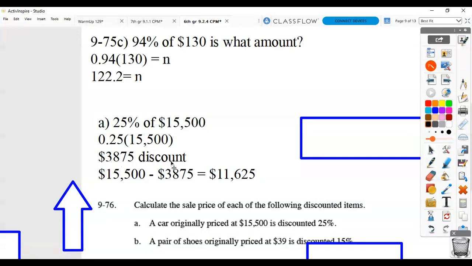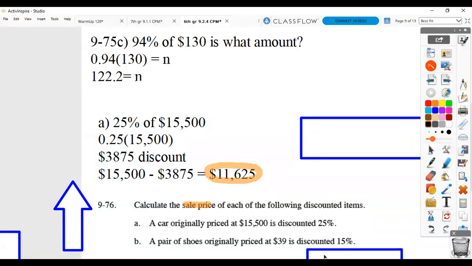That's the discount. Then I'm going to subtract that discount from the original price to get my sales price, because again, that's what they want, the sales price. So 15,500 minus the discount equals the sales price. So this would be my final answer for A.